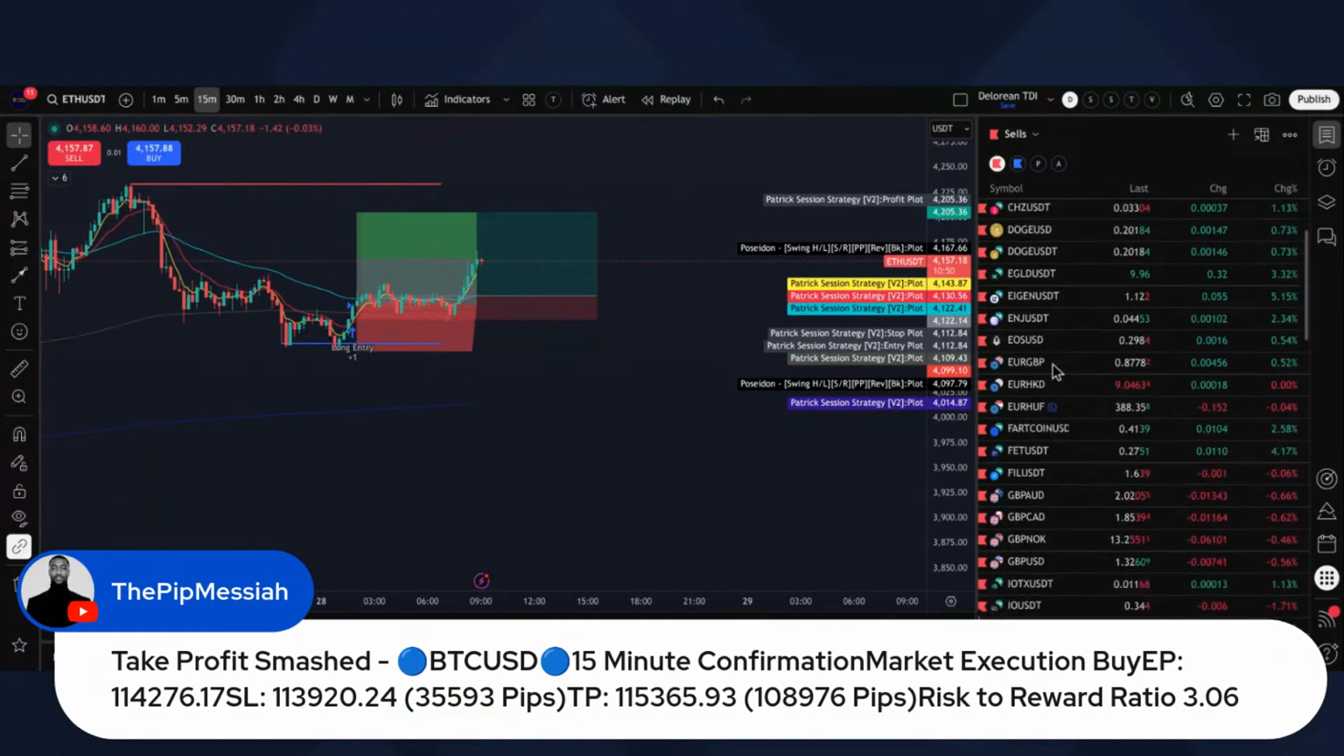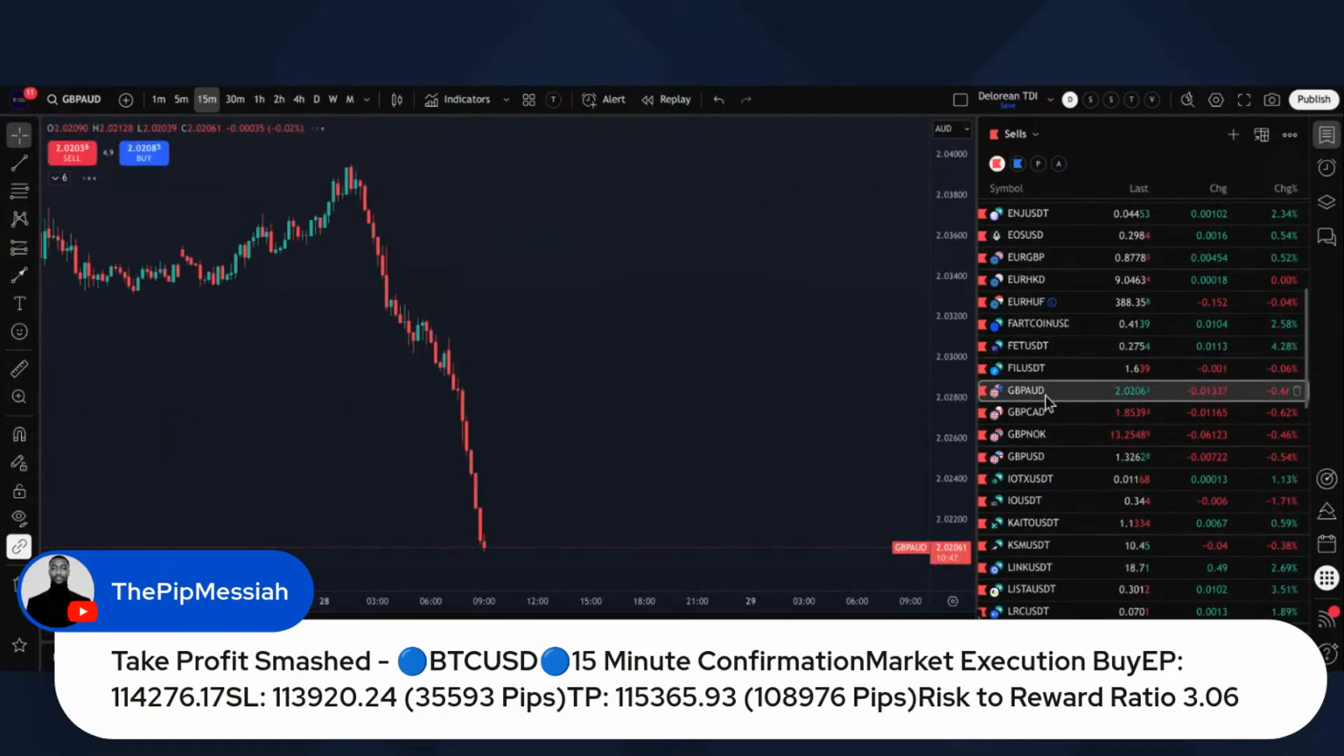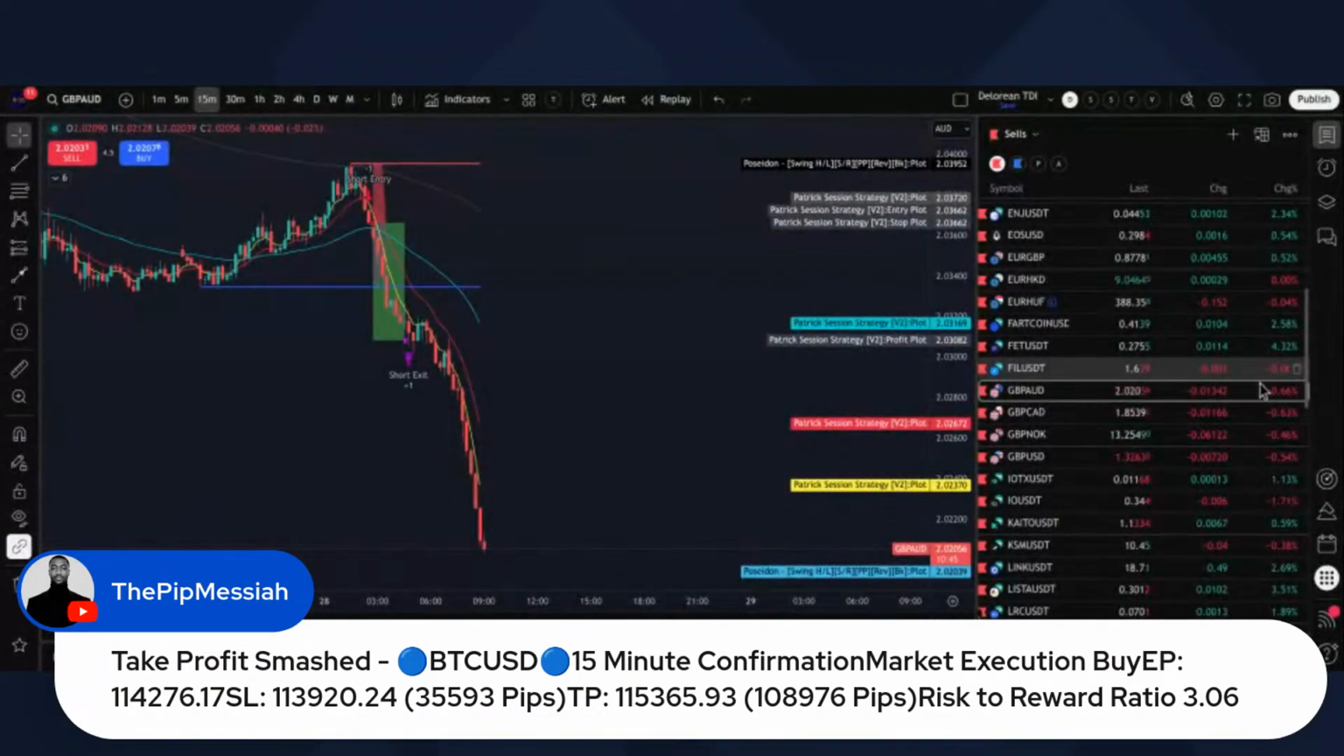Did get wins on Great British Pound. I wonder if any of these other ones are close. Well, that one shouldn't even be there anymore. We had take profit on that earlier this morning, and look how far it's fallen since then. That's crazy work.